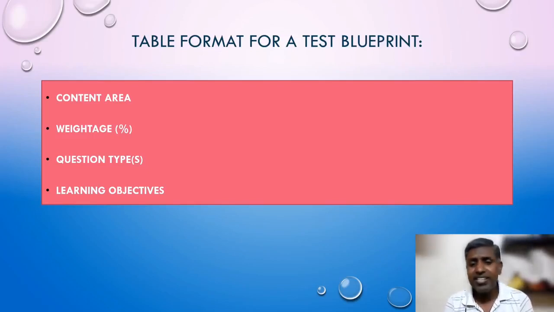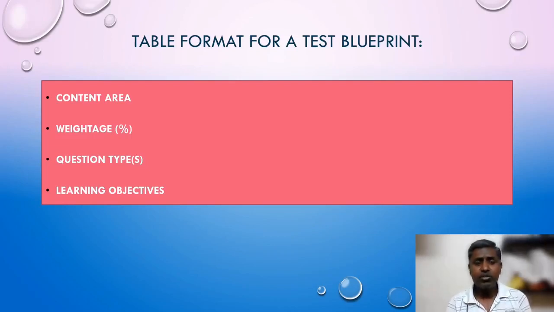The second one is weightage of marks in percentage. Suppose, for example, in a subject, unit number 1 of a science textbook, we have approximately 5, 6, or 7 titles, if present. How do we give weightages to each title according to the importance of the title and according to the present need of the title? That is a very reasonable area for giving weightage in the blueprint.